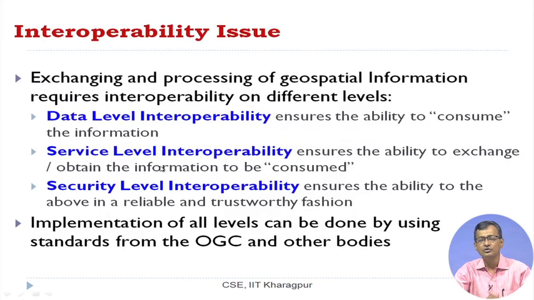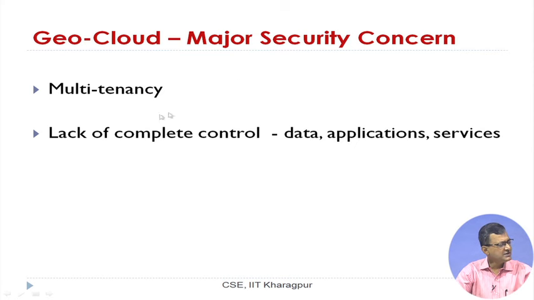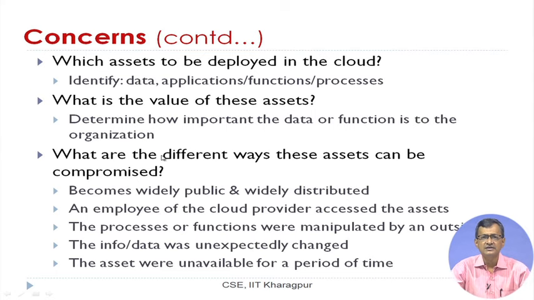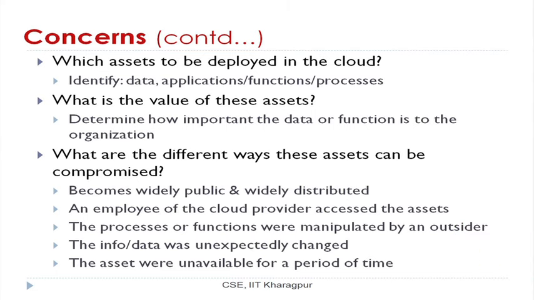And we also have a major challenge of interoperability: data level interoperability, like one data set should match with another while we are doing buffering. It can be service level interoperability, like two services can talk to each other. Security level interoperability, like when I have different policies on different data sets, then what should the security level interoperability be. The major security concerns are multi-tenancy, as for other things, and lack of complete control of data and application services. There are several other concerns: which assets are to be deployed on the cloud, what is the value of these assets, what are the different ways an asset can be compromised, etc. So, there are different types of concerns which we need to look at.